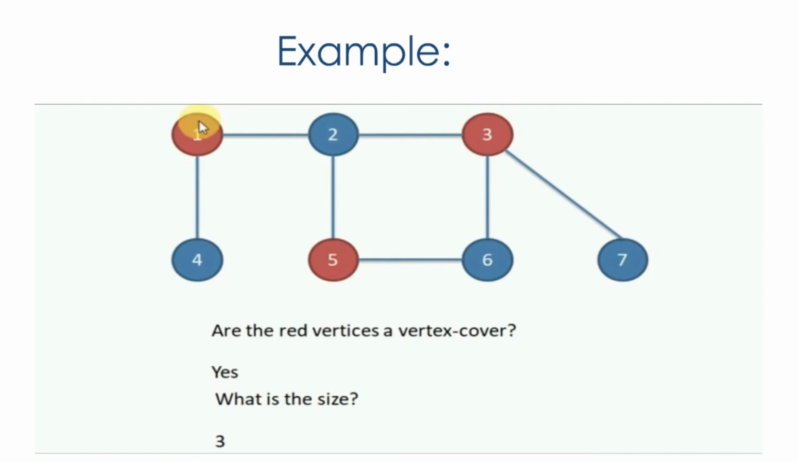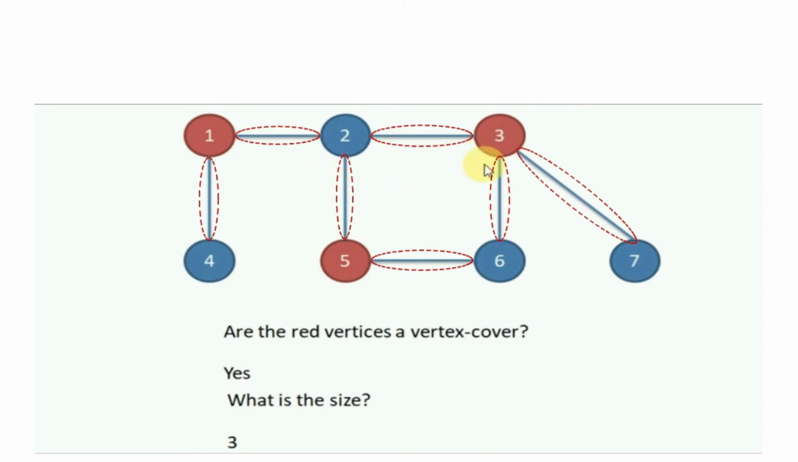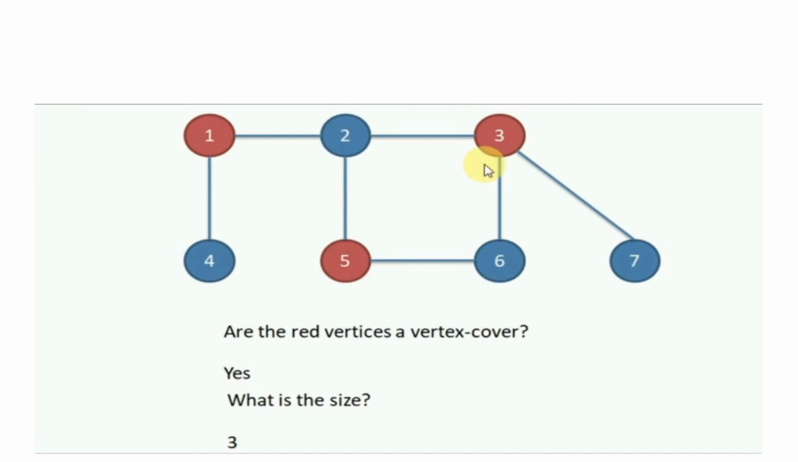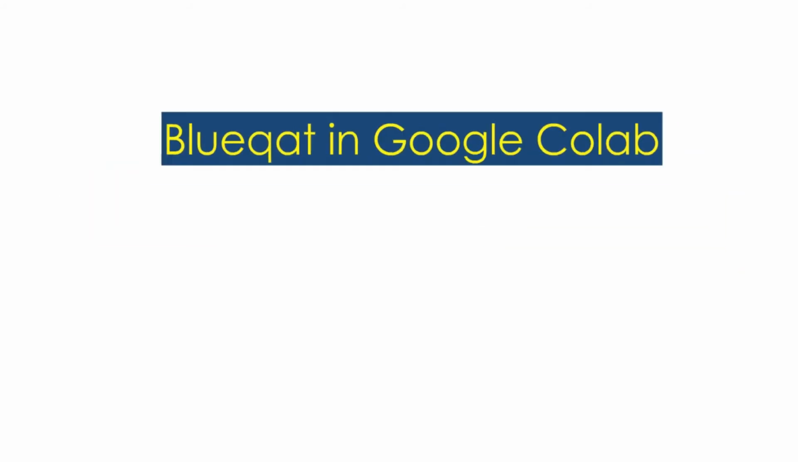Though all the edges are covered, our goal is to have the minimum vertex cover size, therefore, we reduced the vertex cover size by choosing only 3 vertices, such as 1, 5 and 3, which will cover all 7 edges. Hence, we can conclude that the minimum vertex cover size for this graph is 3 and the vertices are 1, 5 and 3. For that, let's start solving it using Blueqat in Google Colab.